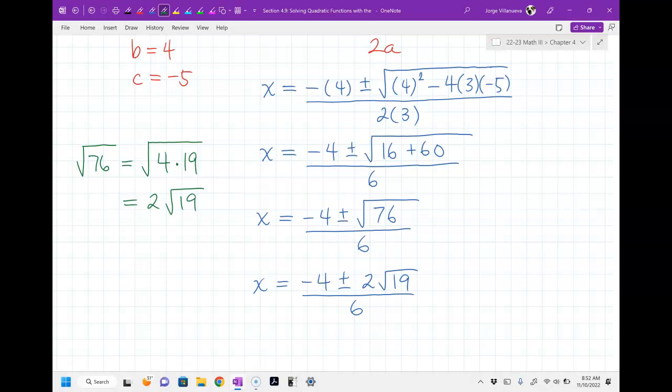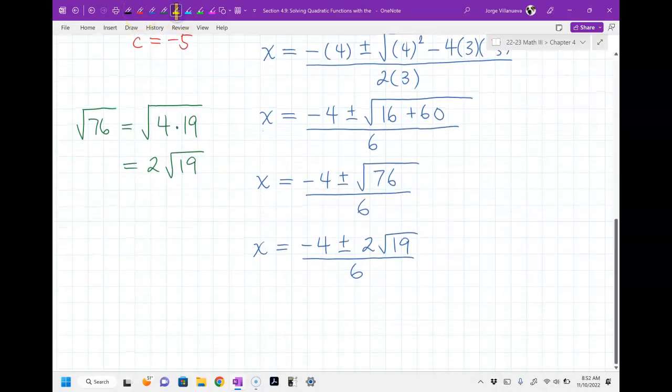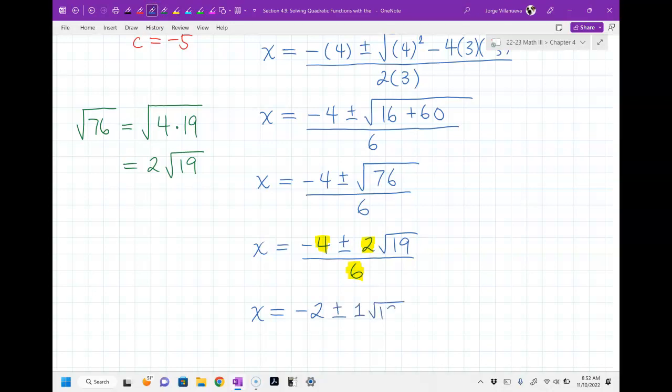Okay. Now notice I can reduce. You see how there's a 4 here, a 2, and a 6? I can reduce all of those by 2. So let me write this out. X equals negative 2 plus or minus 1 square root of 19 over 3. And this is my final answer.